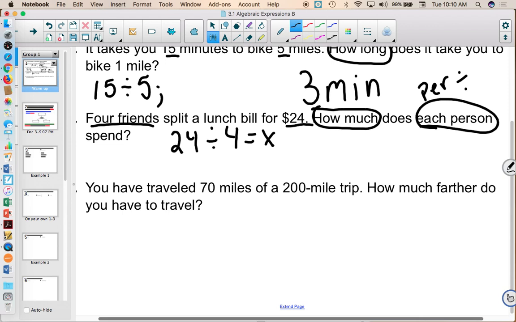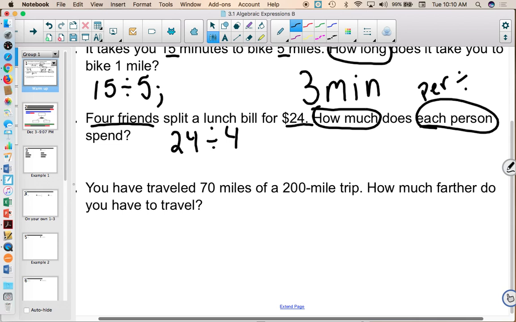Now, we talked a while ago, though, about an expression doesn't have an equal, so I don't even have to have this. An expression does not have an equal sign. It's an equation when I put the equal sign. Okay? Okay, who are you choosing to help you?